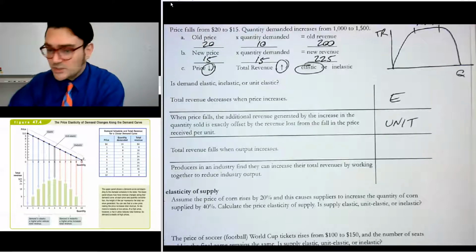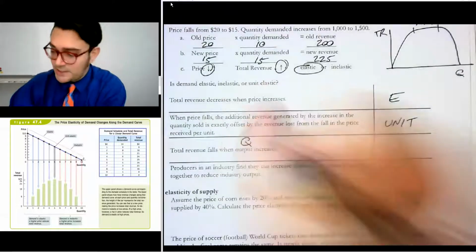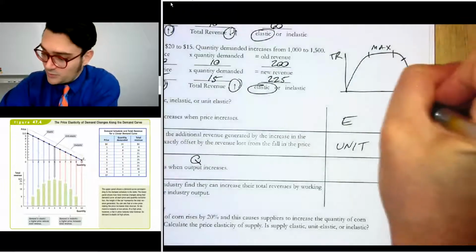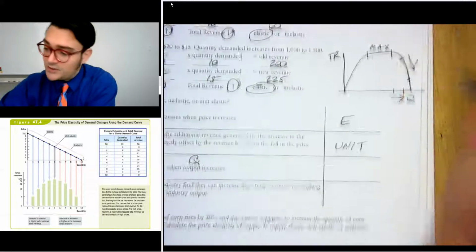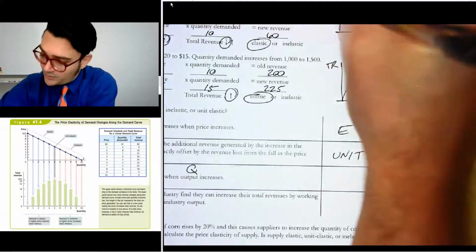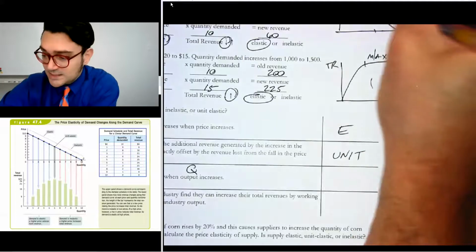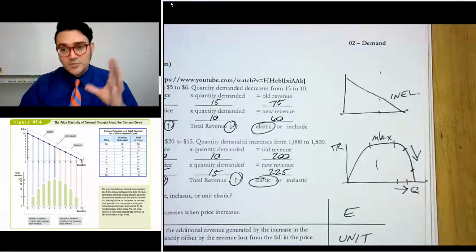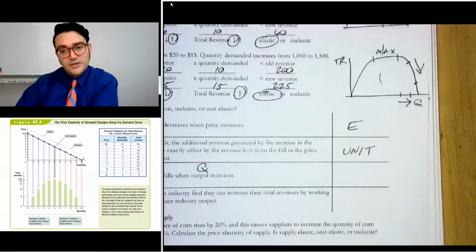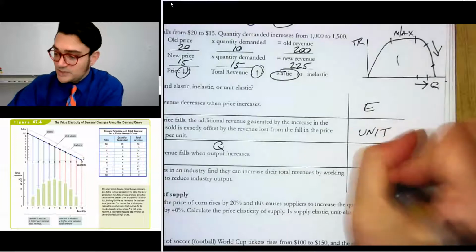Total revenue falls when output increases. Now this one throws students off sometimes. Remember, output is just quantity. So if we're going from here to here, quantity rises, total revenue is falling. And you can remember we had a demand curve. This is the inelastic range. So thinking about that picture that we looked at in the previous one, if you're in the farther right portion of the total revenue curve, you're in the inelastic range.